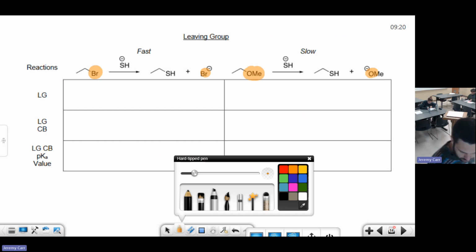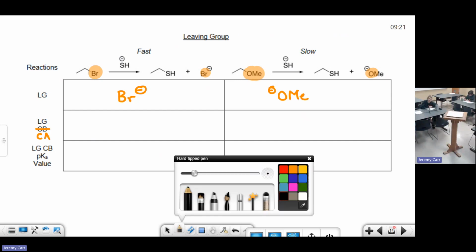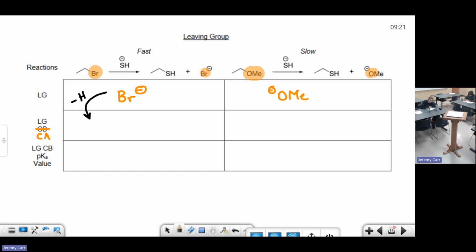All right, so let's look at these really quickly here. Our leaving group here was Br minus. And then the leaving group here was OMe, methoxide. Now, there's a slight typo here. It says leaving group conjugate base, CB. This is actually the leaving group conjugate acid is what you want to look for. So let's look at the conjugate acid. How do I take a base and turn it into a conjugate acid? I just add H plus to it. That's all I've got to do. So we take this and add H plus to it, and it becomes HBr.